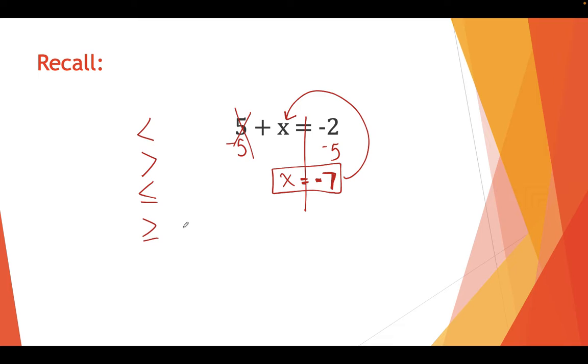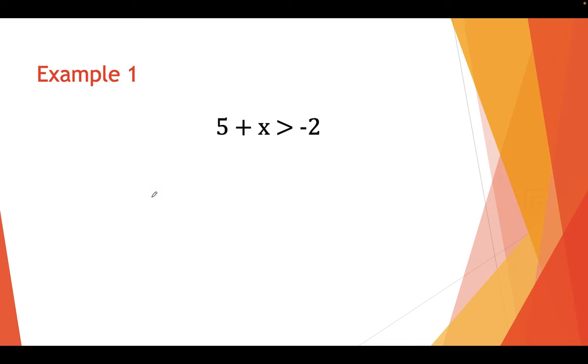When we're solving inequalities, we are looking for values that are greater or less, greater or equal, less or equal, which means there are many more possible solutions. In fact, there are infinite solutions to our inequalities. So we show that by drawing the number line to show that there are an infinite number of solutions to our inequality. Let's take a look at example number 1 in our notes.